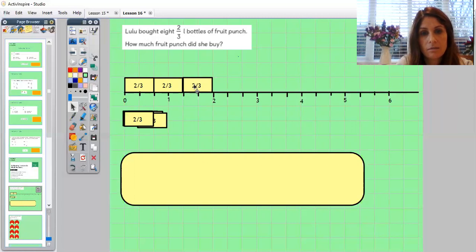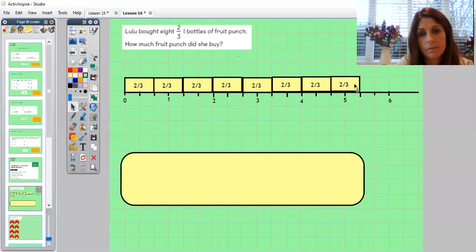If I add, that's 3 bottles with 2/3 of a litre, that's 4 2/3 of a litre, that's 5, 6, 7, and 8. So this is my 8 lots of 2/3, which it says here, 8 lots of 2/3 of a litre. And you can see that it actually is 5 whole bottles and 1/3. So 5 and 1/3.